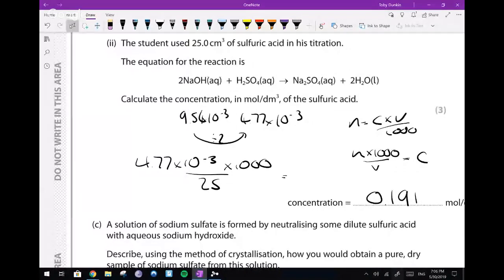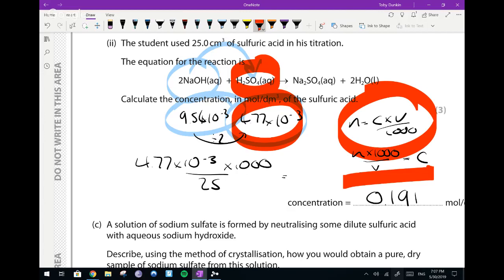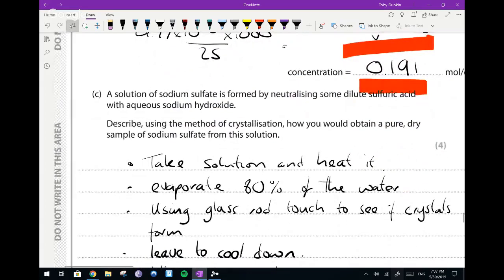Next, calculate the concentration of the sulfuric acid. We've just worked out the moles of sodium hydroxide. There they are. It's in a 2-to-1 ratio. Divide by 2. Gives me the moles of sulfuric acid. Right, reorganize C times V over 1,000. So number of moles times 1,000 over V gives me C. Input your numbers, and there's your concentration. We know they're going to be there, folks.